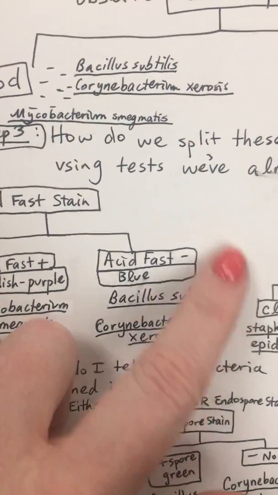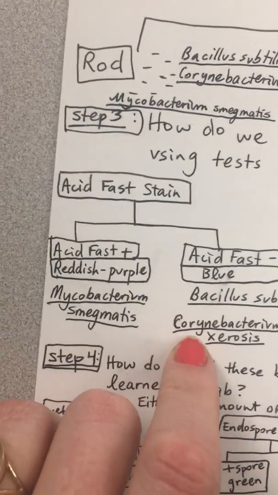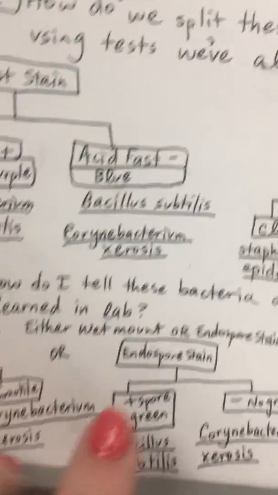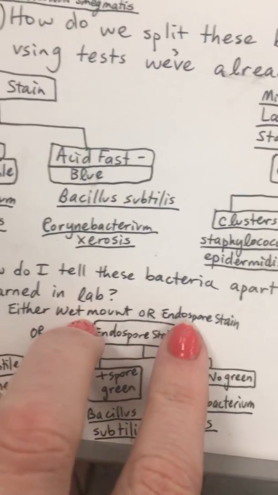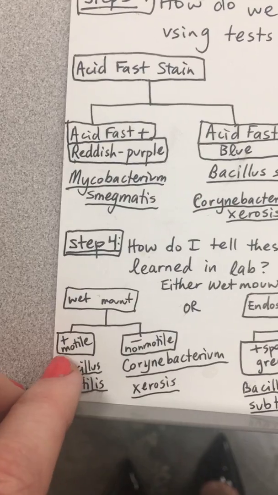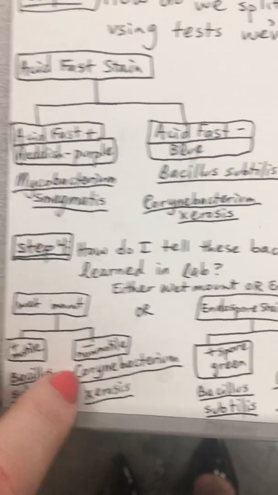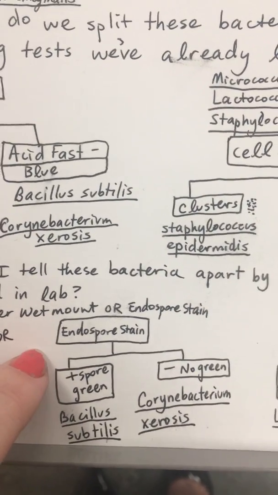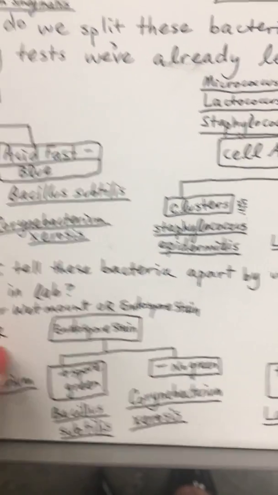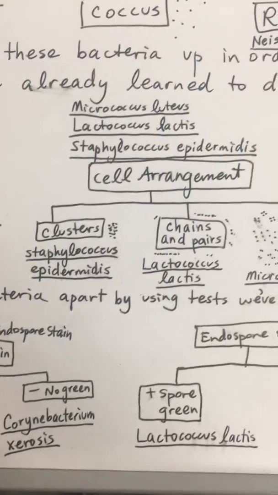For these acid-fast negative blue bacteria that we were talking about earlier that are gram-positive purple with rod-shaped, you can do one of 2 tests, or if you're an overachiever, you can do both tests. You can do the wet mount to find your motile Bacillus subtilis or your non-motile Corynebacterium xerosis, or you can do your endospore stain to get an endospore negative Corynebacterium xerosis or an endospore positive green Bacillus subtilis.